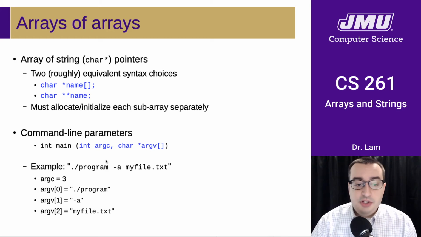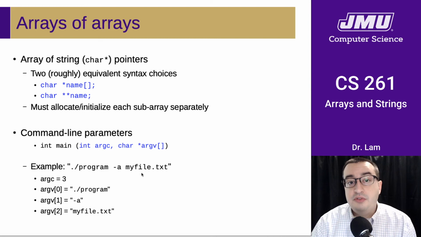Unlike in Java, you're also going to get the name of the program as one of these arguments. And so if you were to invoke a program using this line right here, so we run the program, we pass it the -a flag, and then we give it a file name, we're actually going to get an array of 3 arguments. We're going to get the name of the program, the -a, and the myfile.txt.